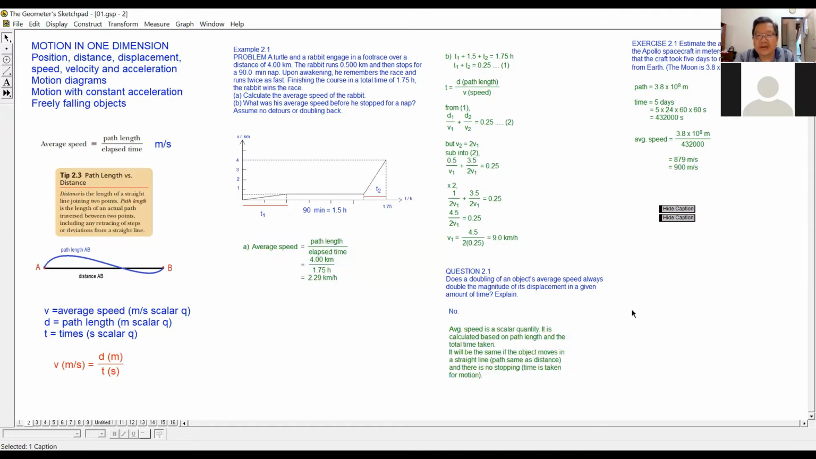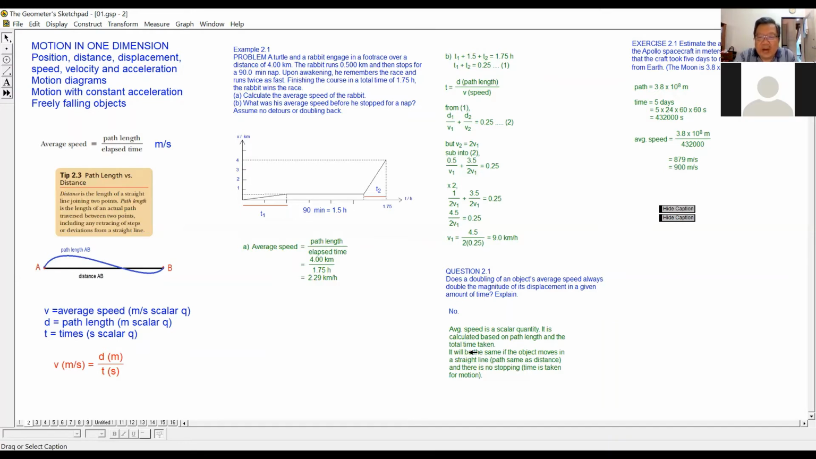So in other words, average speed is a scalar quantity, calculated based on the path length. What you want to compare with is the displacement. Let's say the displacement is from A to B, then you go up, down, up, down, then the displacement will still be the same. Or you travel in one curve like that, the displacement is still the same.